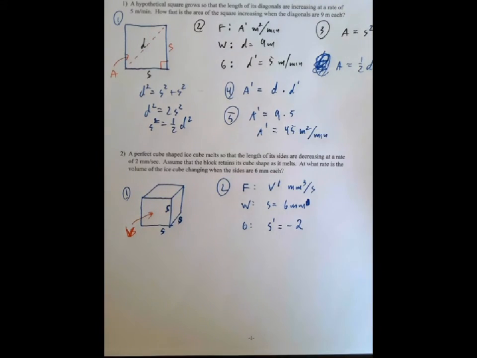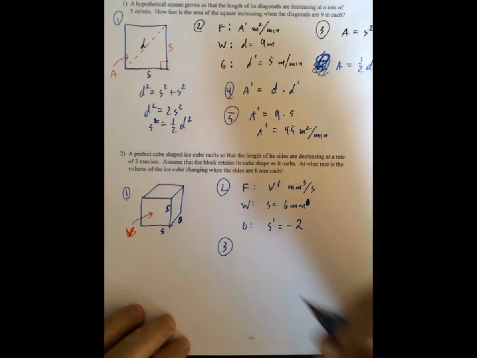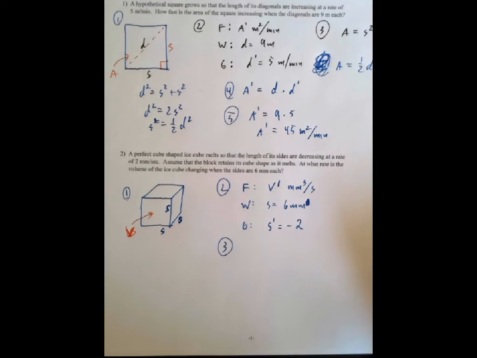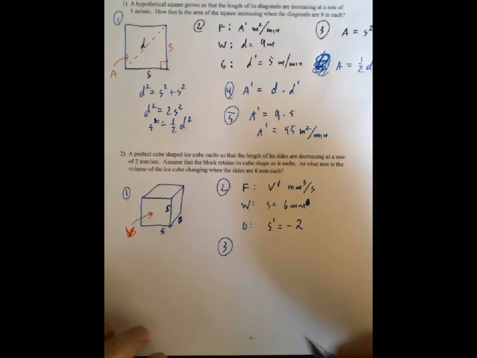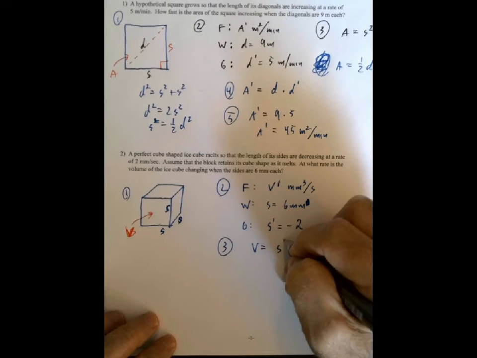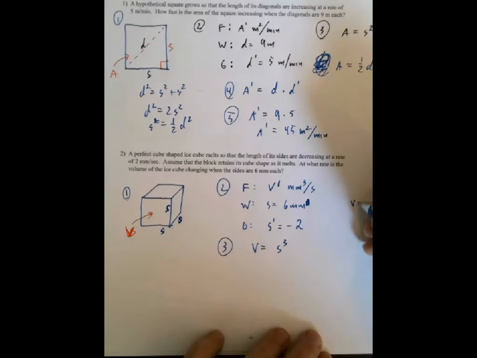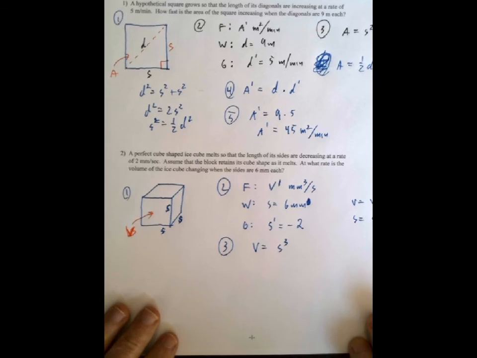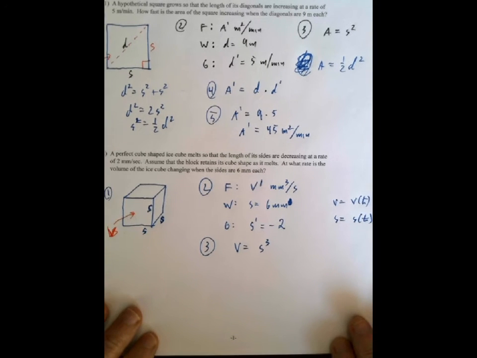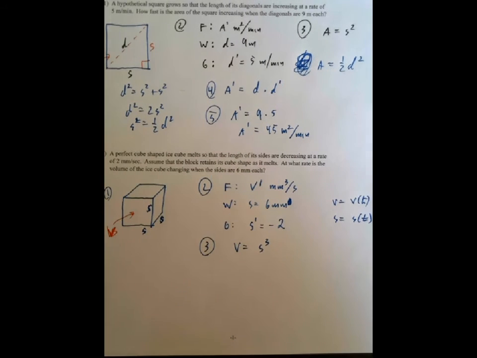Okay, so now number 3, we need a formula that relates these. Well, that's pretty simple in this case. Volume is equal to side cubed, right? But remember, V is really V of t, and S is really S of t. Those are functions of time, right?